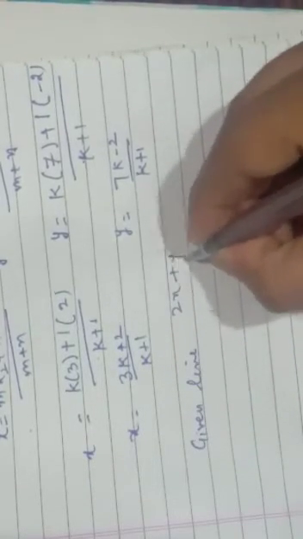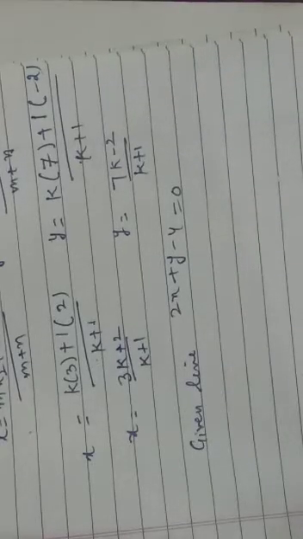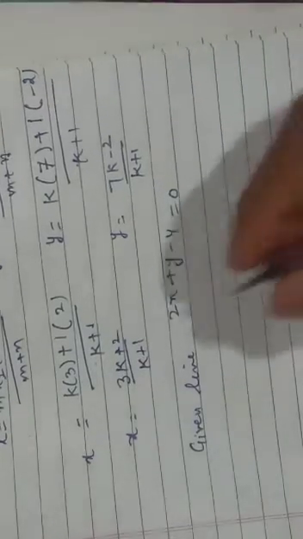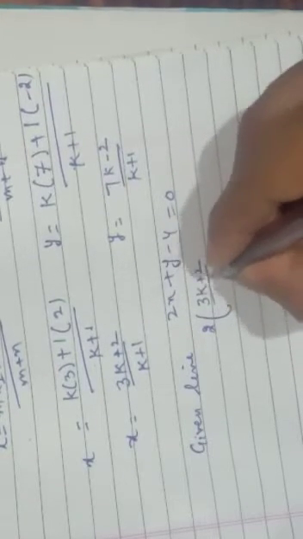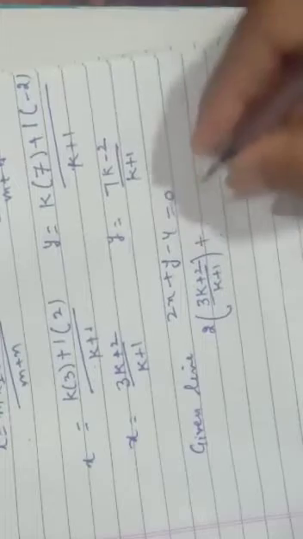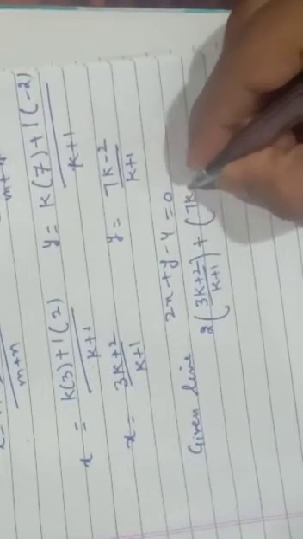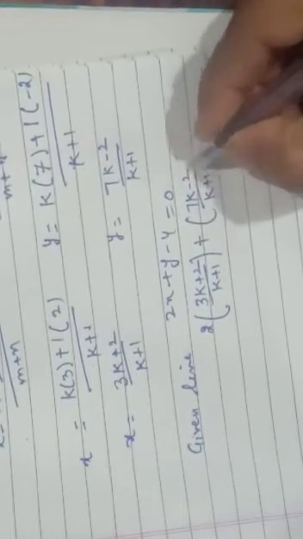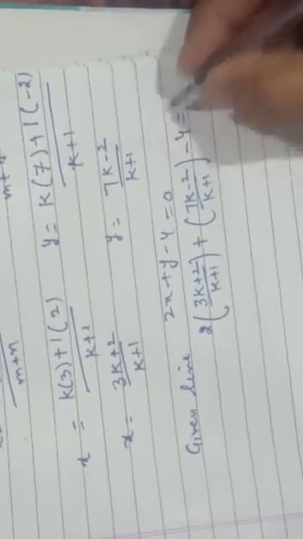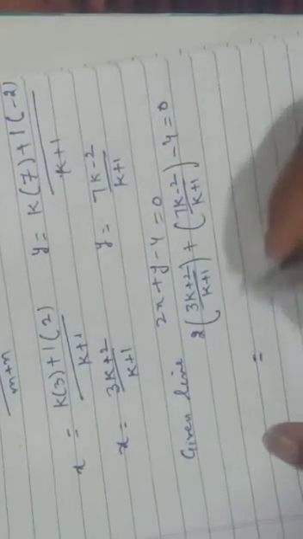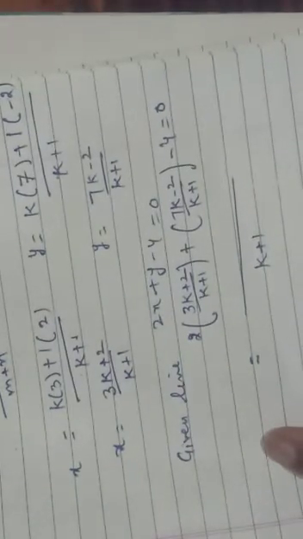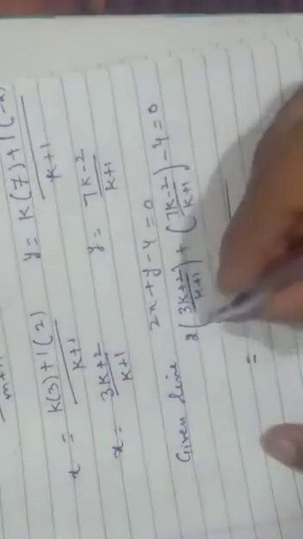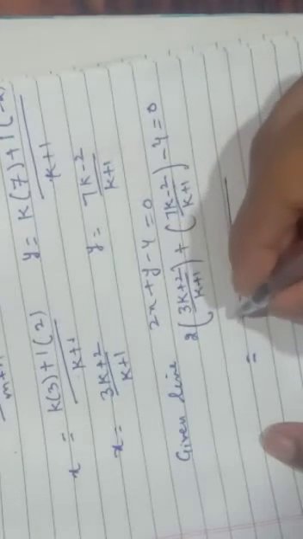2x + y - 4 = 0. To get the value of k, we have to put the values of x and y in this line. In place of x, I put (3k + 2) over (k + 1), plus, in place of y, (7k - 2) over (k + 1), minus 4 equals 0. Let us simplify. You can see here k plus 1 can be taken as LCM for the full equation. Now let us open the brackets and simplify.